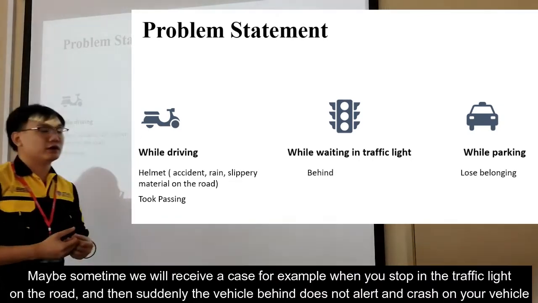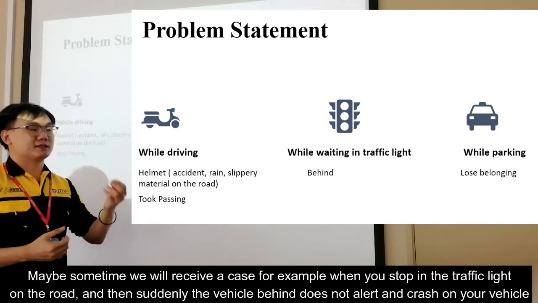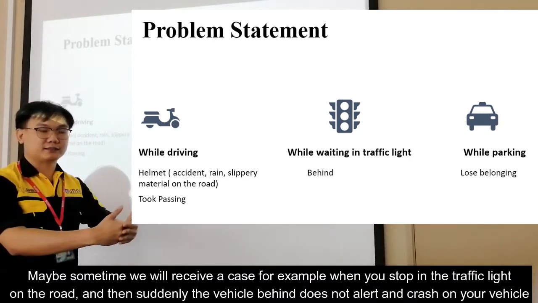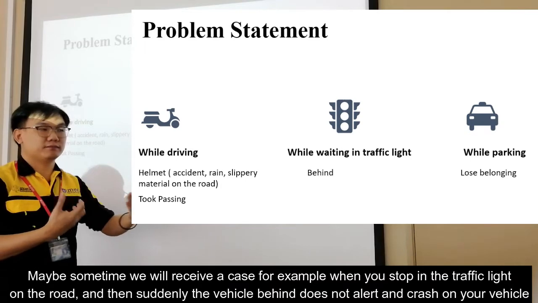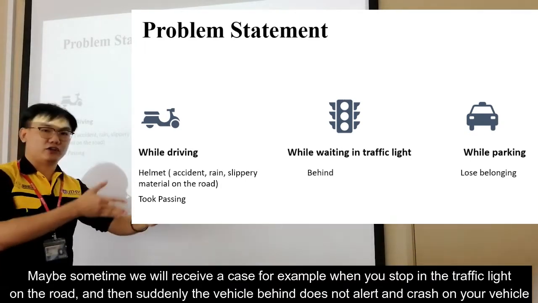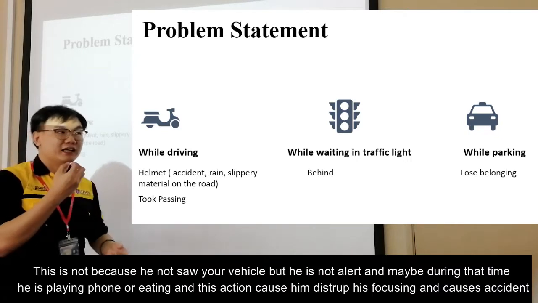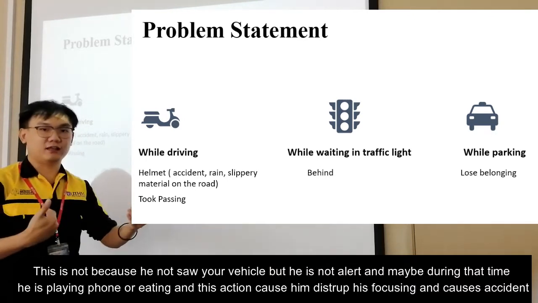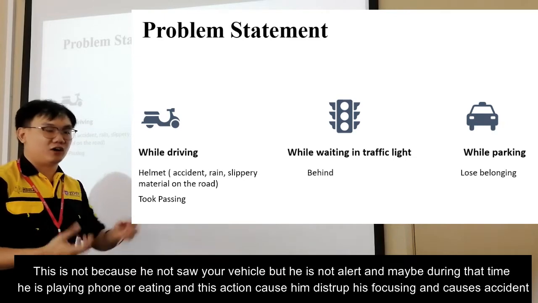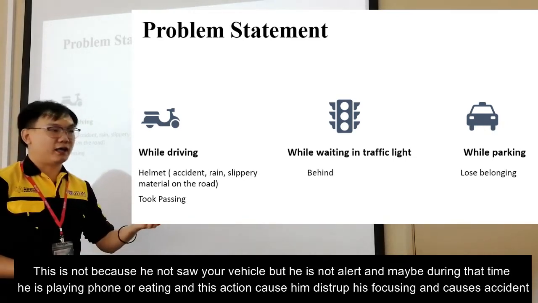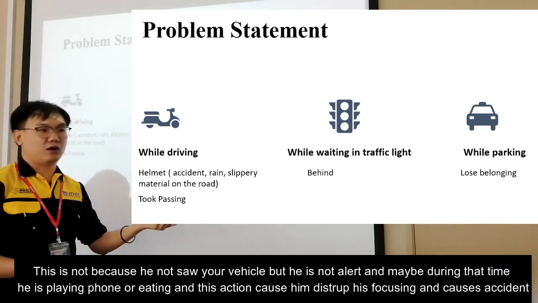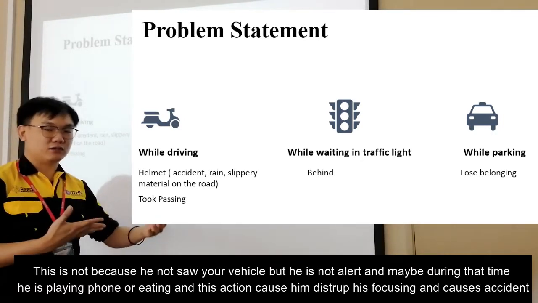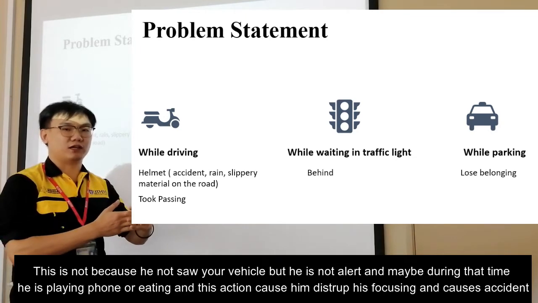Sometimes we will meet a case, for example, when you stop at the traffic light on the road, and suddenly the vehicle behind is not alert and crashes into your back. This is not because he does not see you, but because the user behind is not alert, or maybe during that time he is playing with his phone or WhatsApp or eating. So this will cause damage to the vehicle, crashing into the motorcycle from behind.